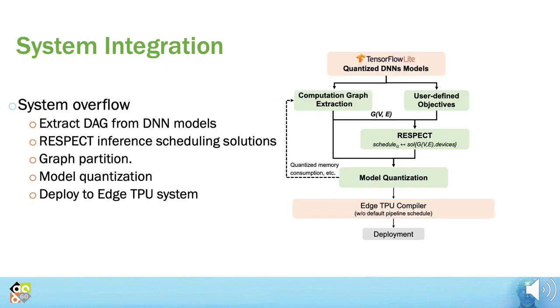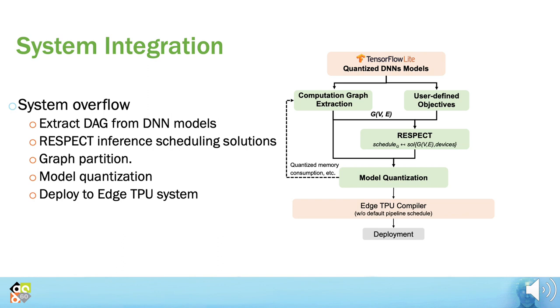This slide is the overview of system integration. In our system, the first step involves the DAG generator, which extracts the DNN model structure to form a DAG. This includes important details such as the operation nodes, edges, and tensors. Following this, RESPECT uses the derived graph to infer and generate the scheduling solutions.